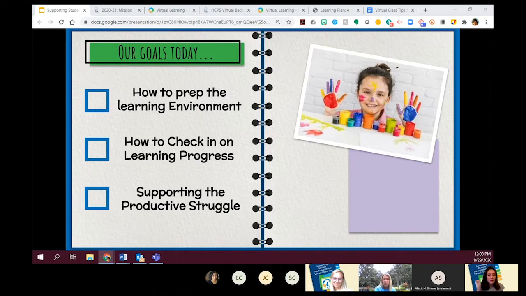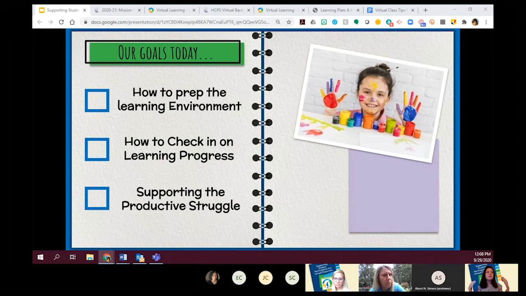We're going to have 3 major goals today. Hopefully, as I'm stating these goals for this session, you're like, yes, this is exactly what I need. If not, let us know, and we want to fumble through it with you. Our first big goal is, how do you prep the learning environment for your kid? This learning environment is the physical learning environment in your home, or in your child's daycare, or wherever they are engaged in their virtual learning.